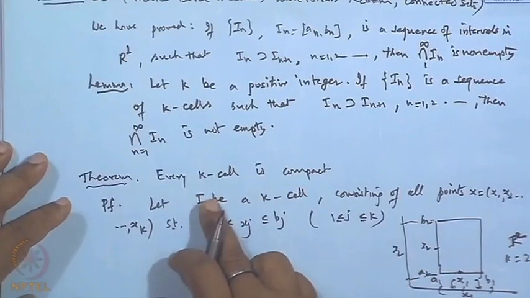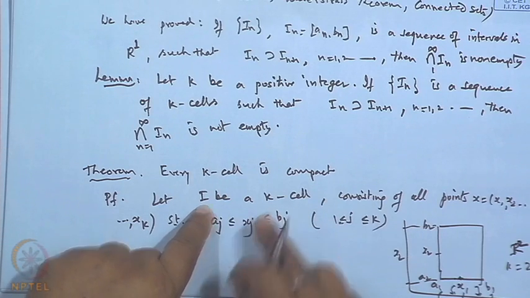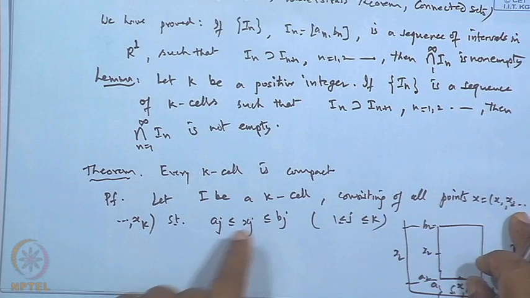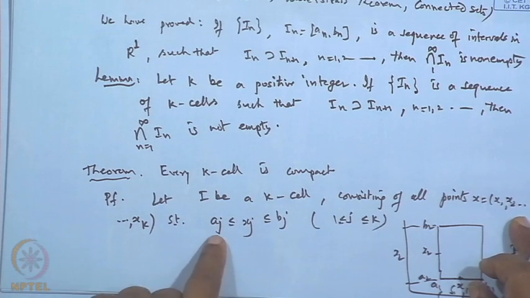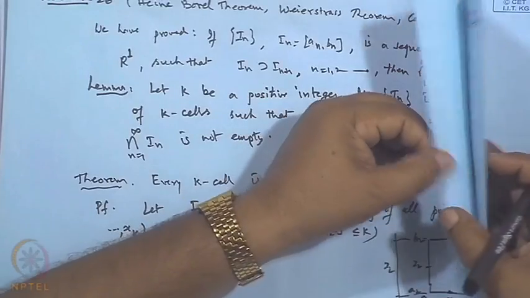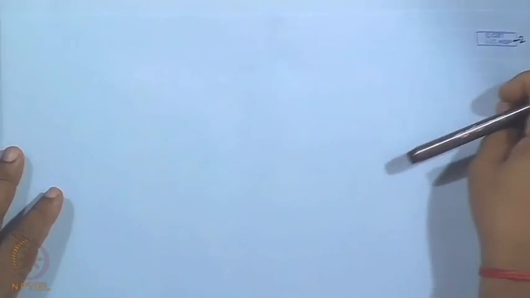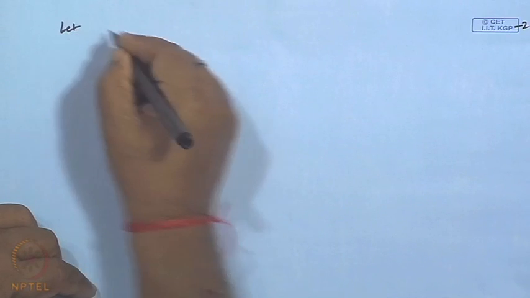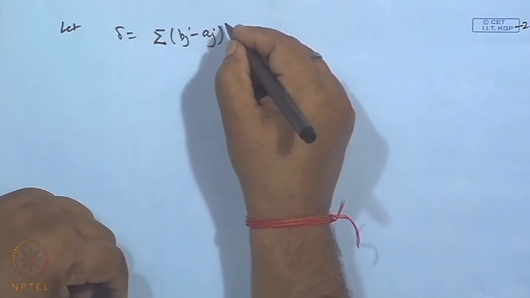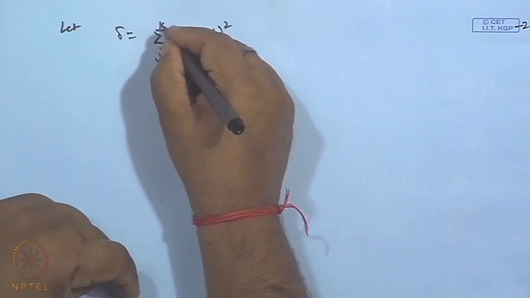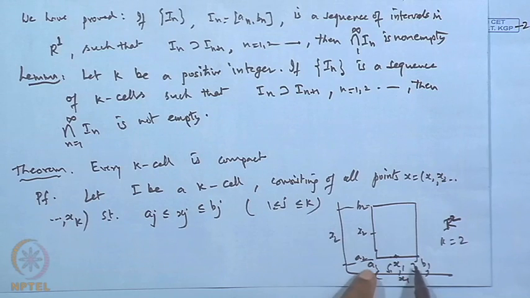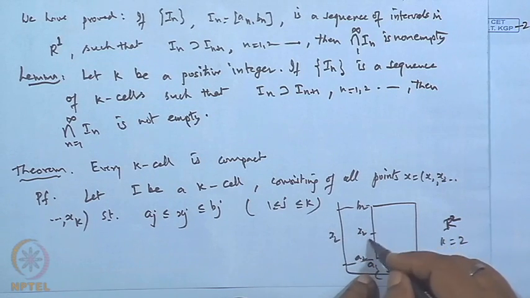Now, in general, if I take a k-cell I, it contains all the points of the type (x_1, x_2, ..., x_k), where x_1 lies between a_1 and b_1, x_2 lies between a_2 and b_2, and x_k lies between a_k and b_k. Now, let delta be the square root of the sum of (b_j minus a_j) squared, j from 1 to k. For k equal to 2, this is the square root of (b_1 minus a_1) squared plus (b_2 minus a_2) squared.